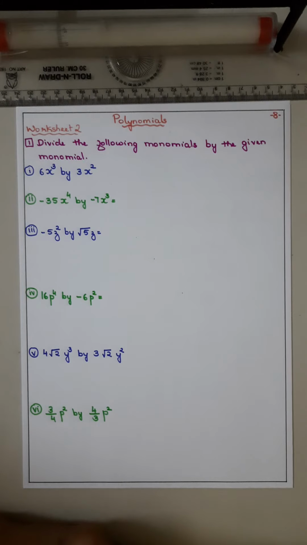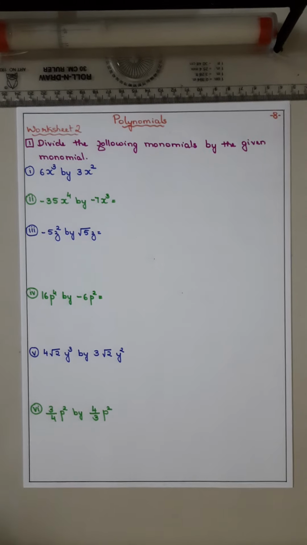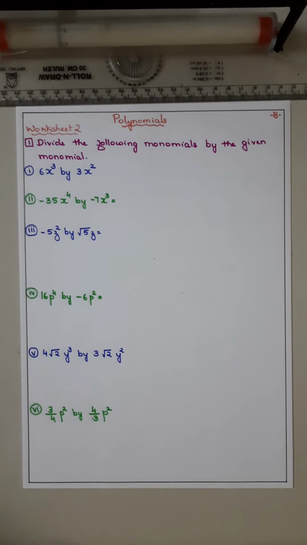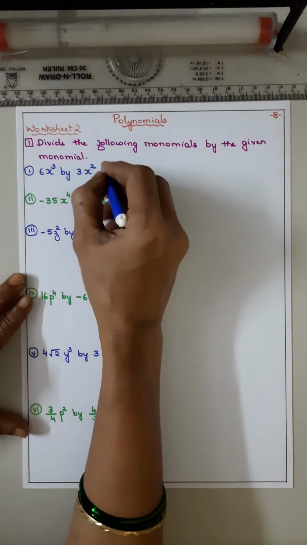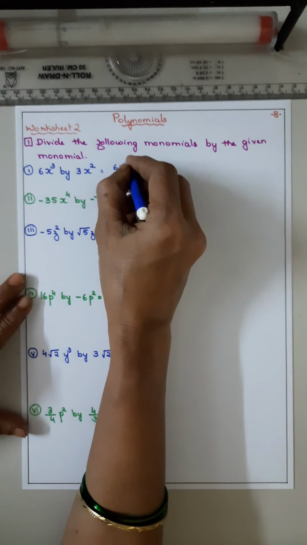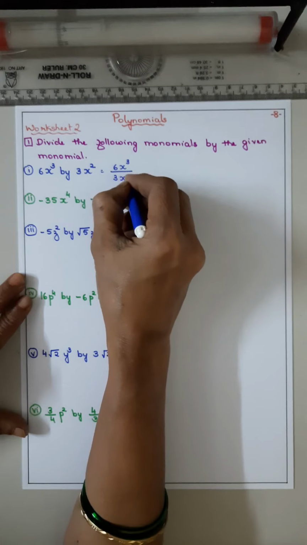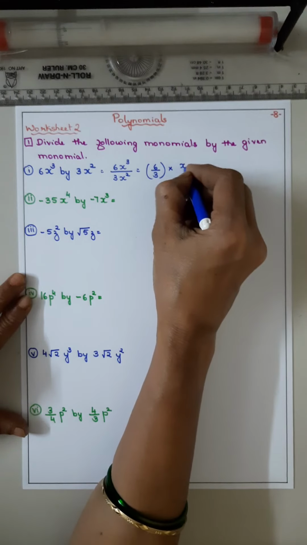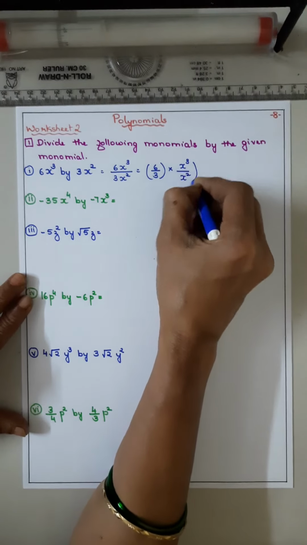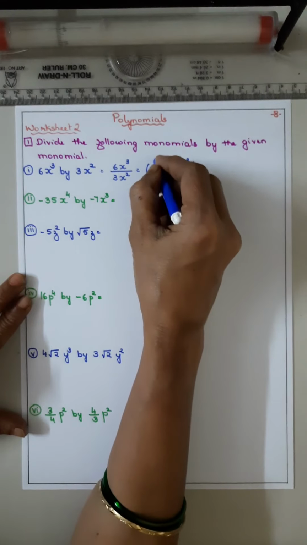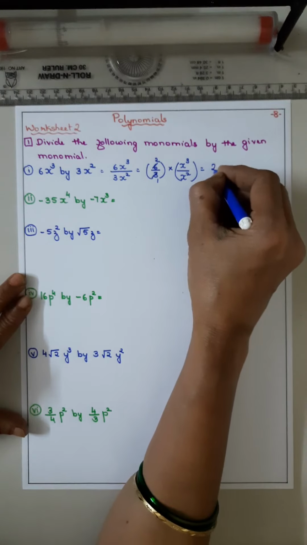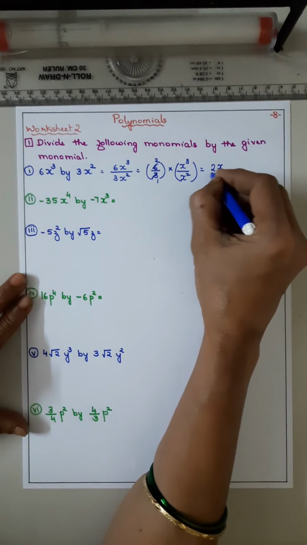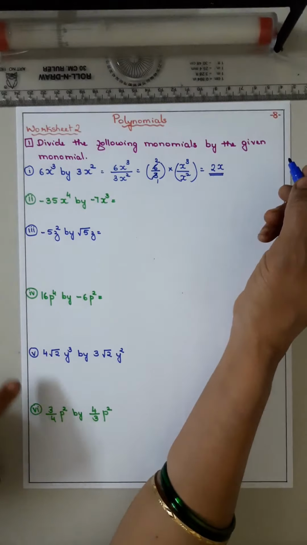We were discussing the lesson polynomials. Coming to worksheet 2, divide the following monomials by the given monomial. In the example we have seen monomial by a monomial. First write in the division form: 6x cubed divided by 3x squared. That means 6 by 3 into x cube upon x squared. 3 twos are 6, so it is 2, and only one x will be remaining.